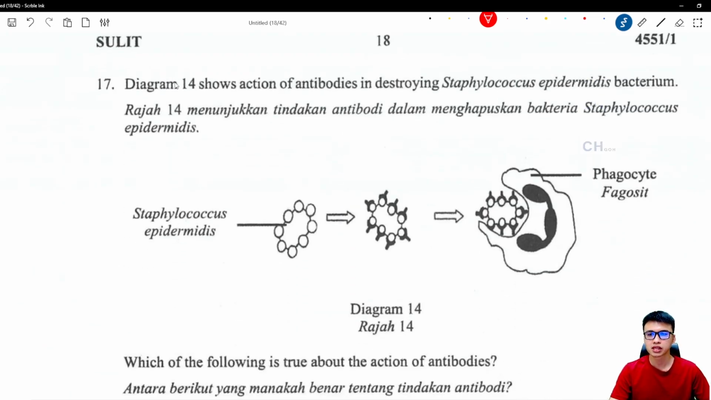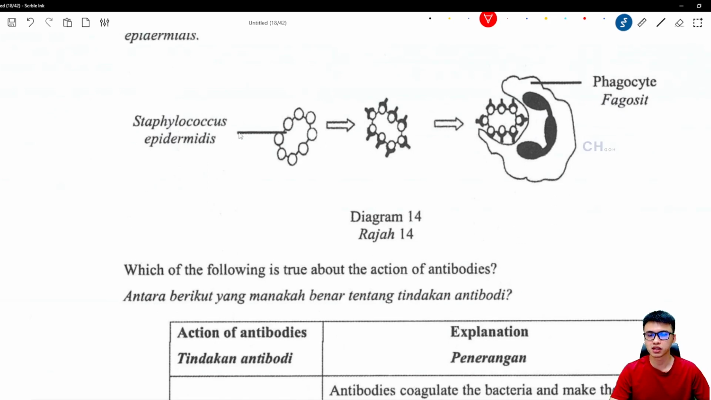Question 17. Diagram 14 shows the action of antibodies in destroying the Staphylococcus epidermidis bacterium. So we have the Staphylococcus. Now why do we call it a coccus? Because the bacteria is shaped like a ball, right? Shaped like a ball. Staphylo means they are in a chain. Okay, it's in a chain form.